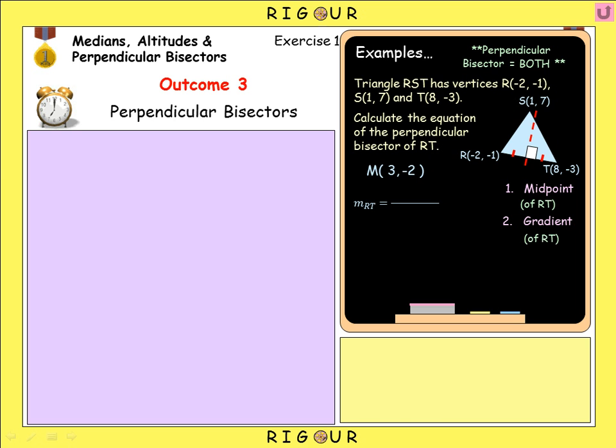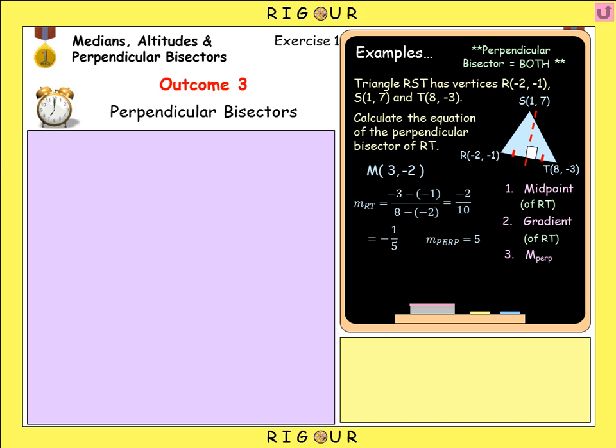So y2 would be minus 3, take away y1, which is negative 1, over 8 minus 2. So calculating the tops and bottoms gives us minus 2 over 10, which is minus 1 over 5. Once we've got the gradient of RT, we can then get the gradient of the perpendicular bisector, and again we do that by turning upside down and changing the sign. So this would be a gradient of 5.